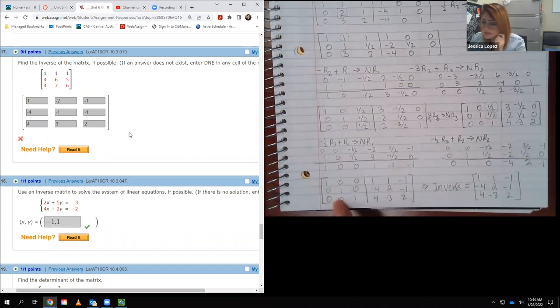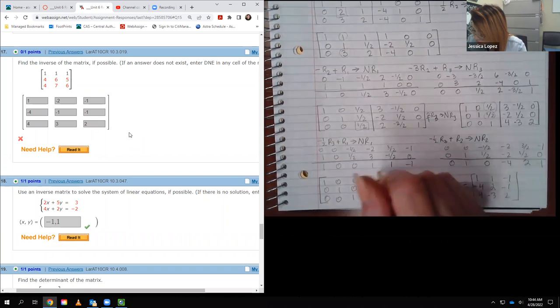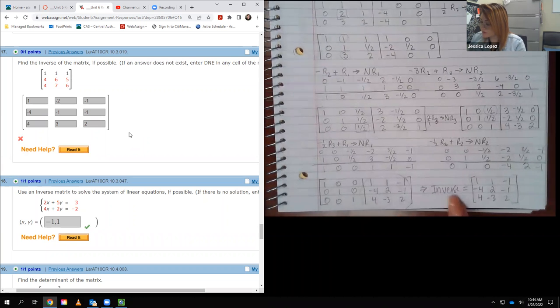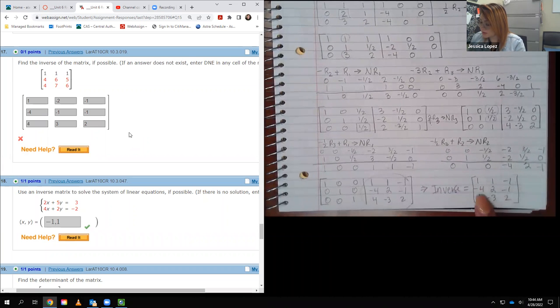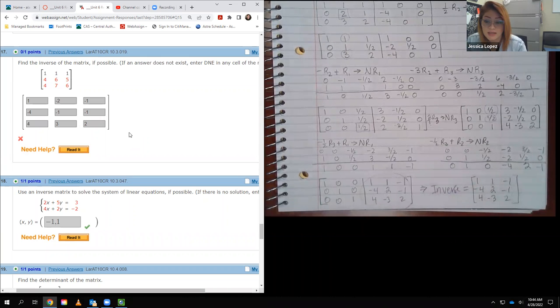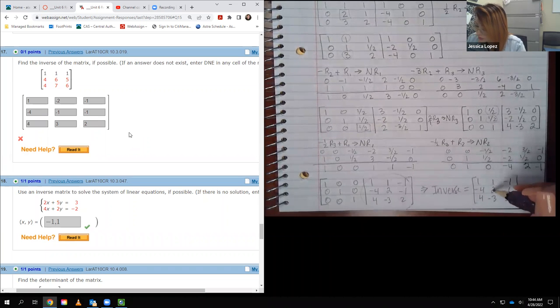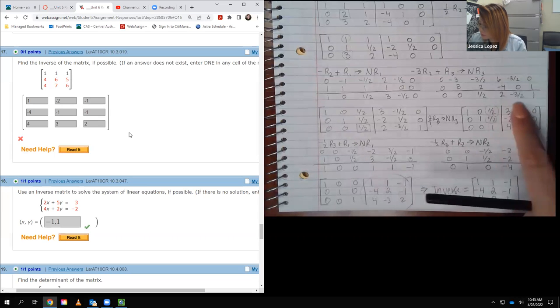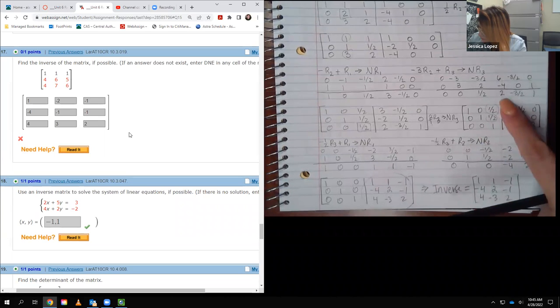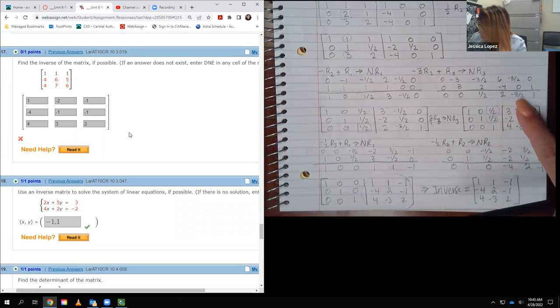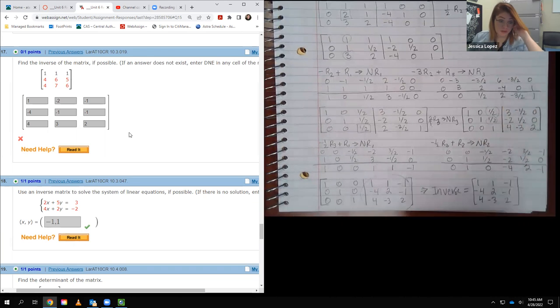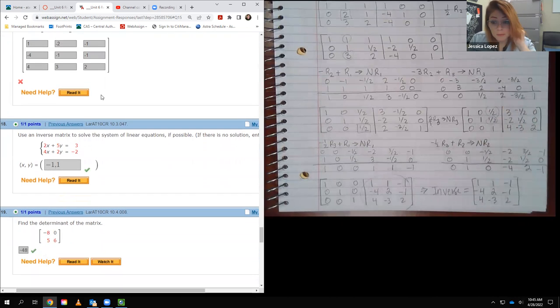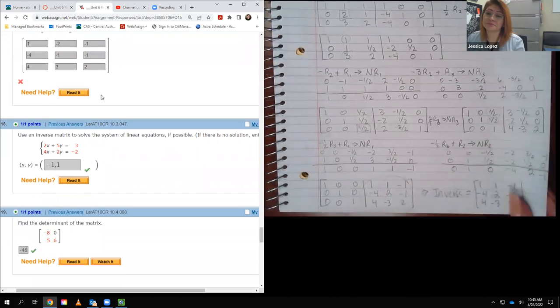And since I do have the identity on this side, that means that this side is the inverse. So the inverse is actually 1, 1, -1, -4, 2, -1, 4, -3, 2. Again, that's not what you see on the computer. These two entries are incorrect because I had an incorrect value. I think it was here, or it might have been there, that I had an incorrect value at some point in the problem. Okay. But this is the correct answer now.